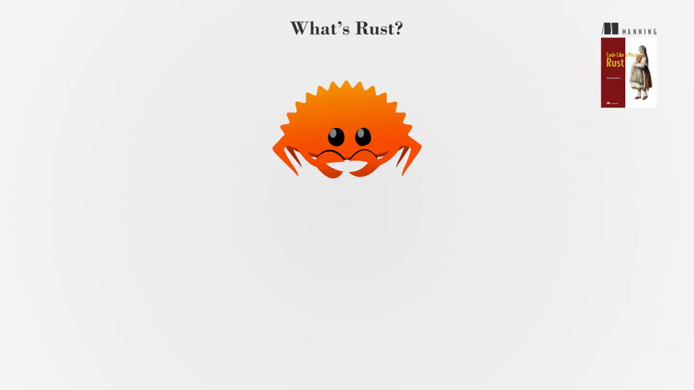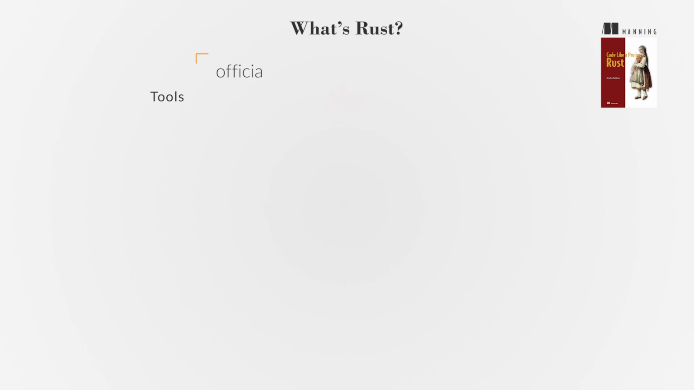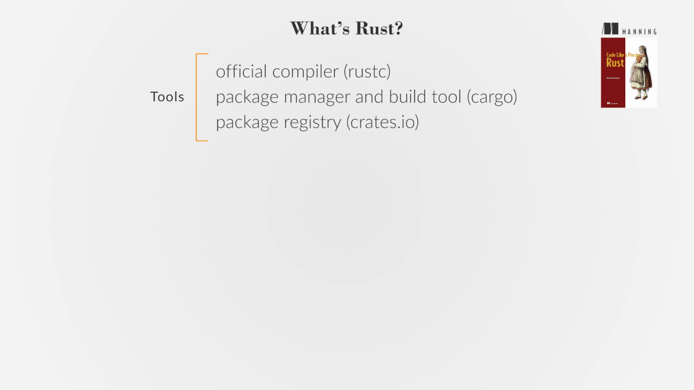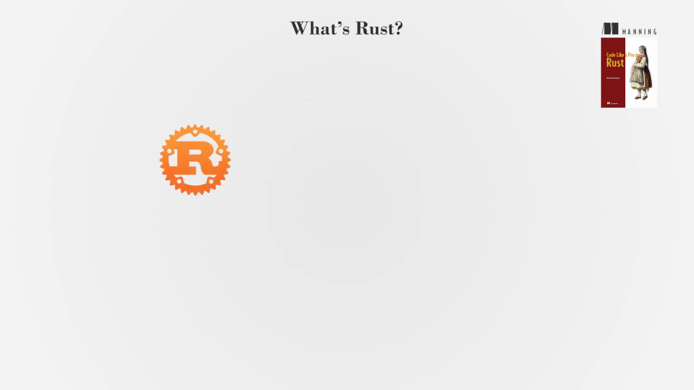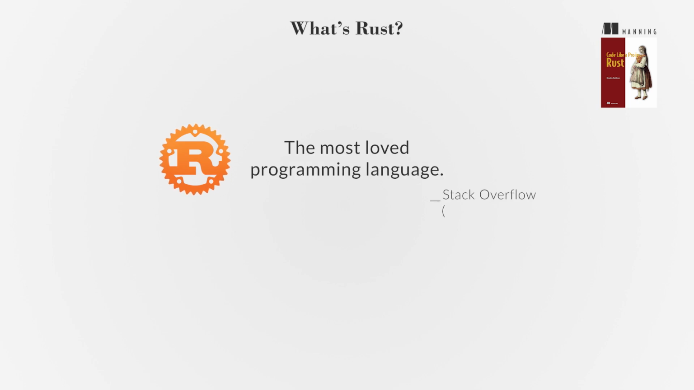Rust provides a core suite of tools, including the official compiler, rustc, package manager and build tool, Cargo, and package registry, crates.io. It also offers modern language features like the borrow checker, static typing, asynchronous I/O, closures, generics, macros, and traits. Rust has been voted the most loved programming language in Stack Overflow's annual developer survey since 2016.